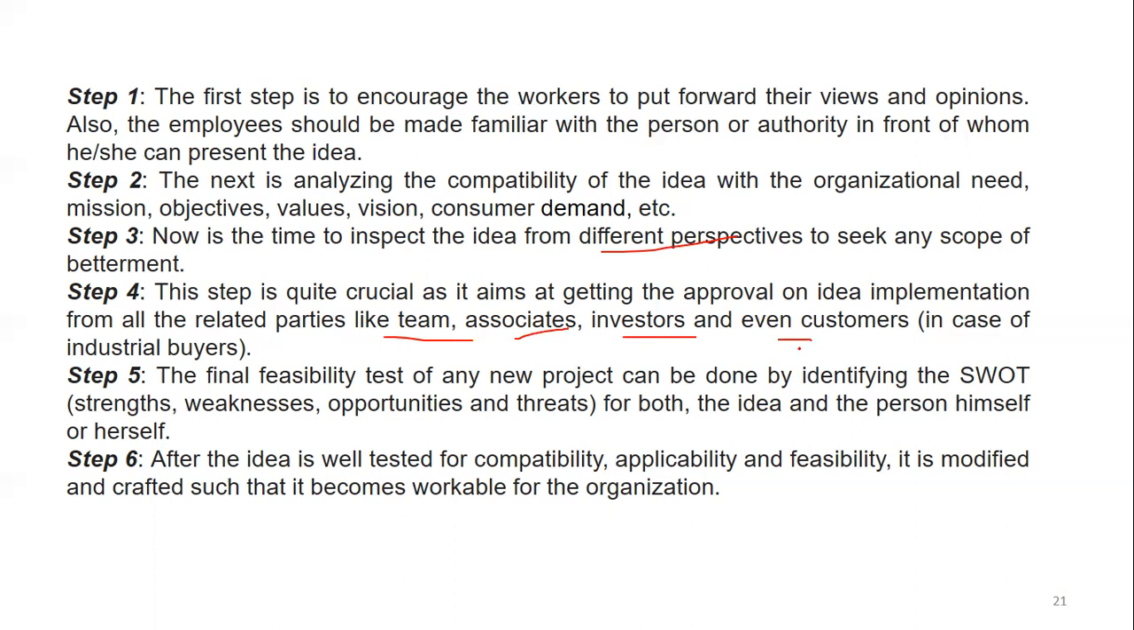The fifth step talks about the final feasibility test of any new project, which can be done through the SWOT analysis, that is identifying the strengths, weaknesses, opportunities, and threats. For the idea as well as for the person, it is very beneficial to do the SWOT analysis. At the end, the idea is well tested for compatibility, acceptability, and feasibility. It is modified, crafted, and finalized, and becomes workable for the organization. So this is how, with the help of 6 steps, the intrapreneurship process is followed.